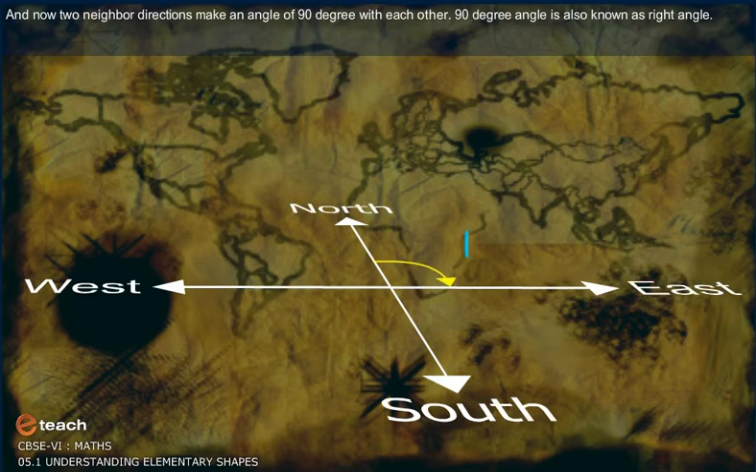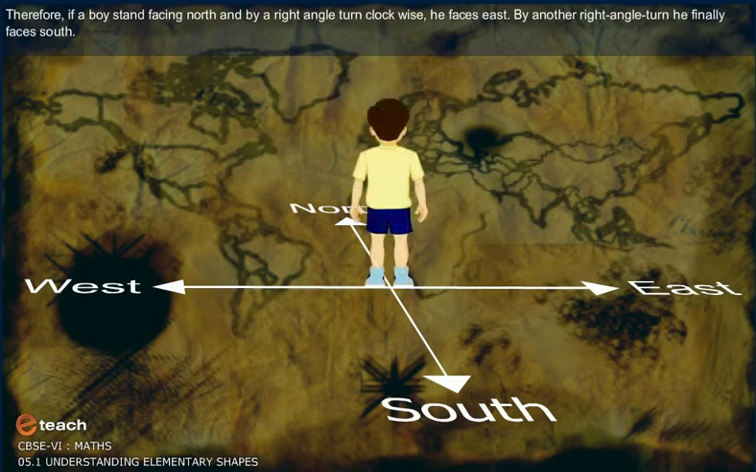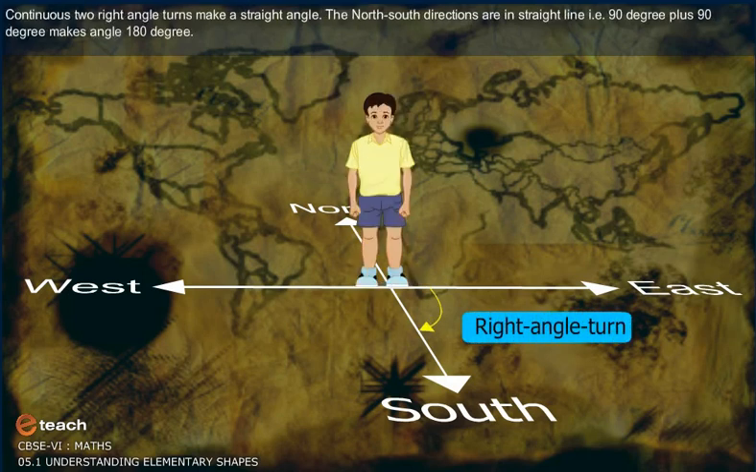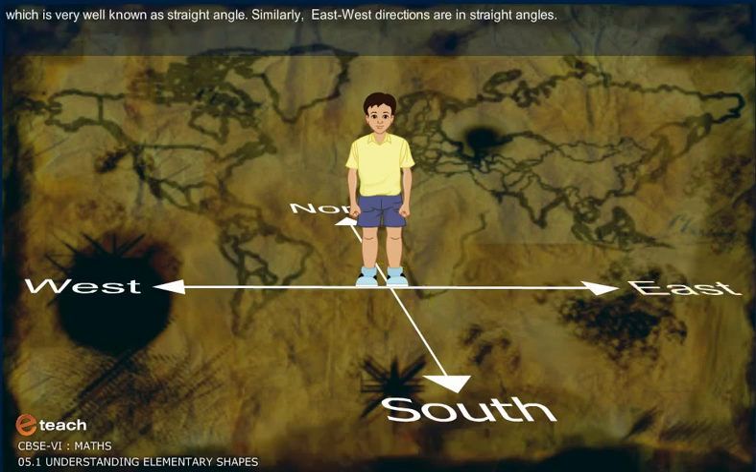A 90 degree angle is also known as a right angle. Therefore, if a boy stands facing north and makes a right angle turn clockwise, he faces east. By another right angle turn, he finally faces south. Two continuous right angle turns make a straight angle. The north-south directions are in a straight line, that is 90 degrees plus 90 degrees makes an angle of 180 degrees, which is very well known as a straight angle. Similarly, east-west directions are in a straight angle.